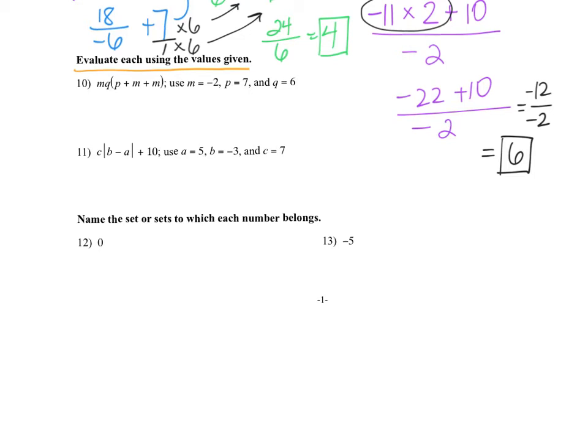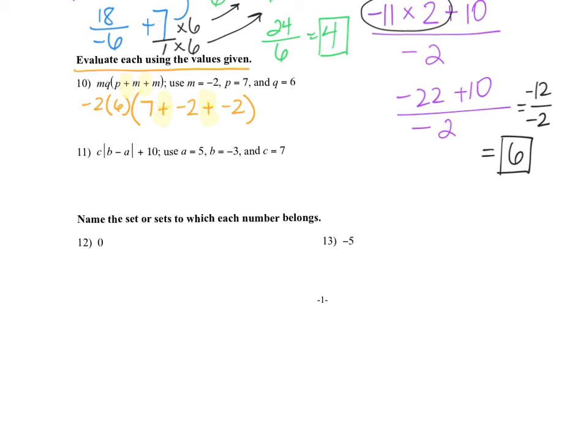Moving on to the next section, I'm evaluating each problem using the values given. So number 10, I was given m is equal to negative 2, p is equal to 7, and q is equal to 6. So negative 2 times my q, which is 6, times p, which is 7, plus a negative 2 plus a negative 2. Now, I didn't add any parentheses because I just wanted to make sure that you were aware that the problem has a plus and a plus here. So make sure you have a plus and a plus there. And I'll make this a little bit darker so you can kind of see it.